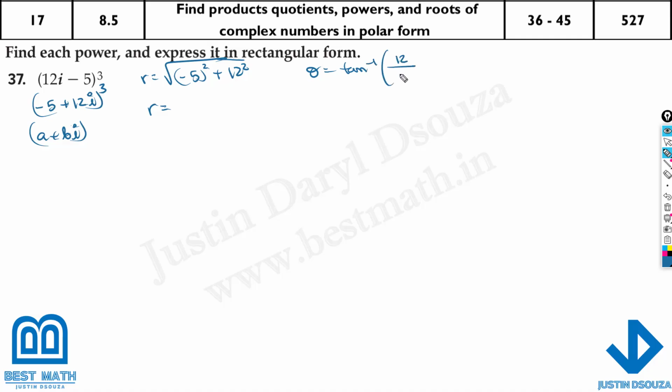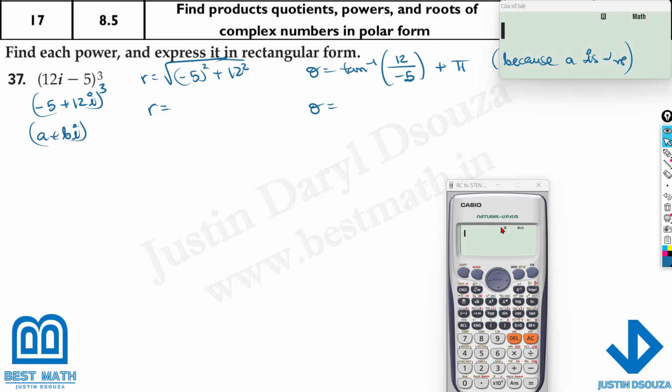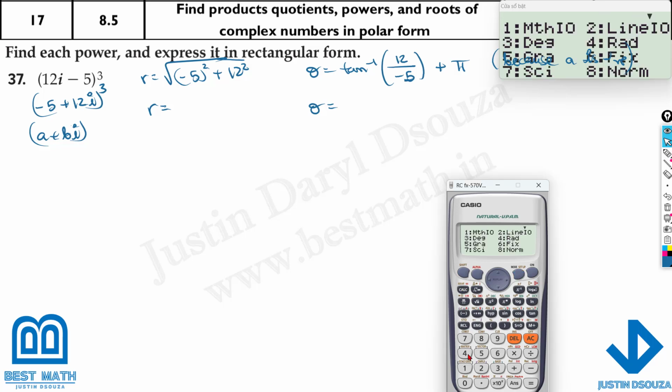12 is B by A, but A is negative, minus. So plus pi, because A is negative, minus. Okay. So we just put in the calculator, you will get the values. Make sure your calculator is in radian mode. If it's not, press shift mode and then 4.